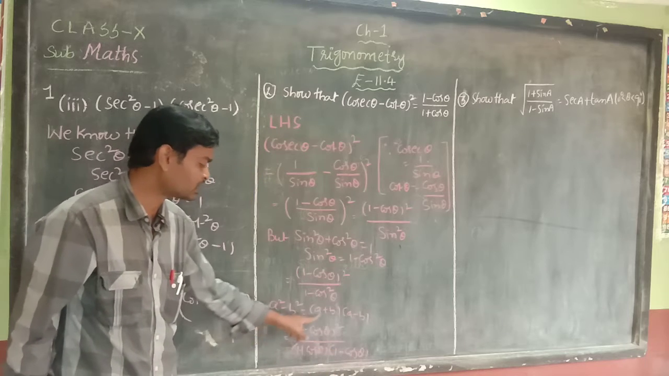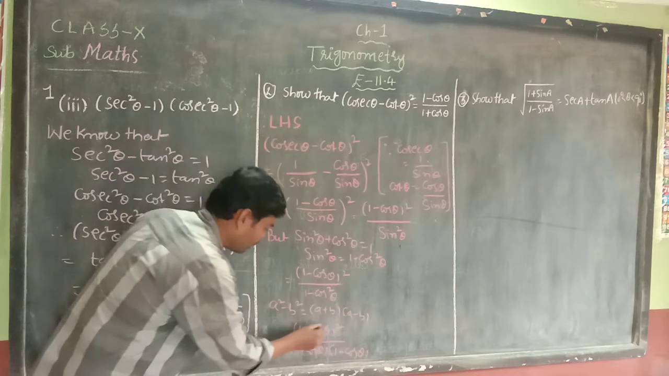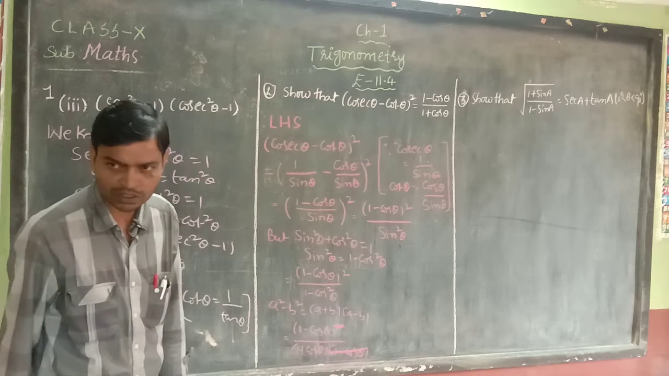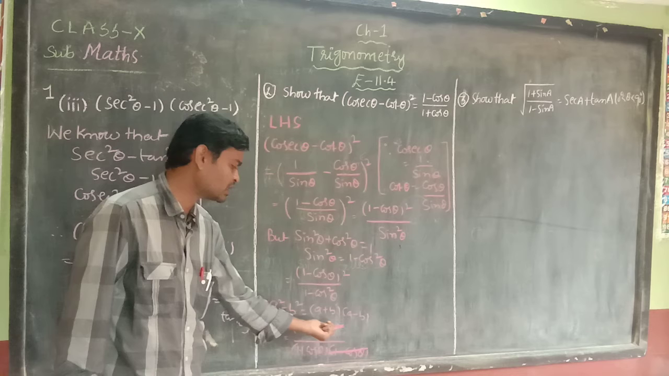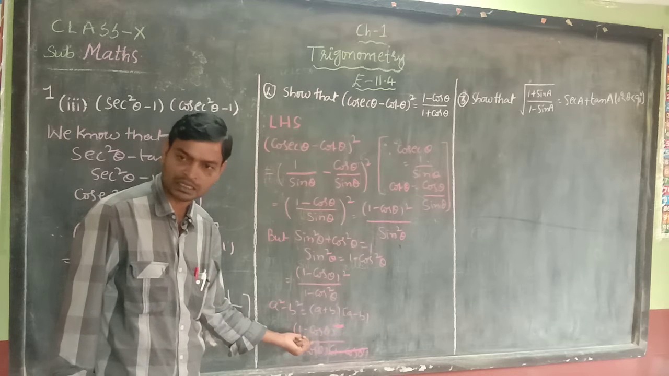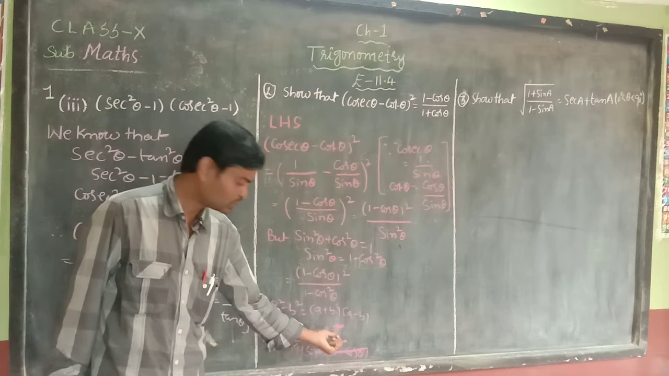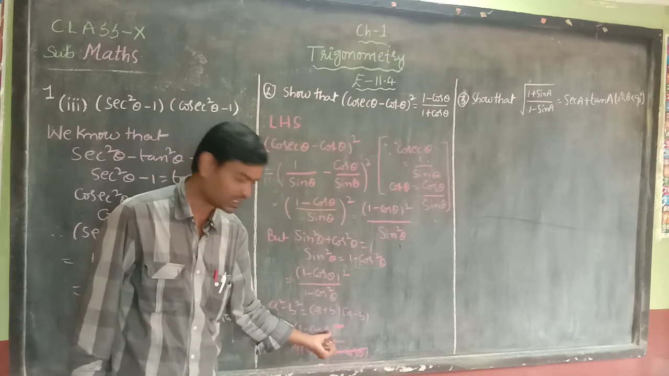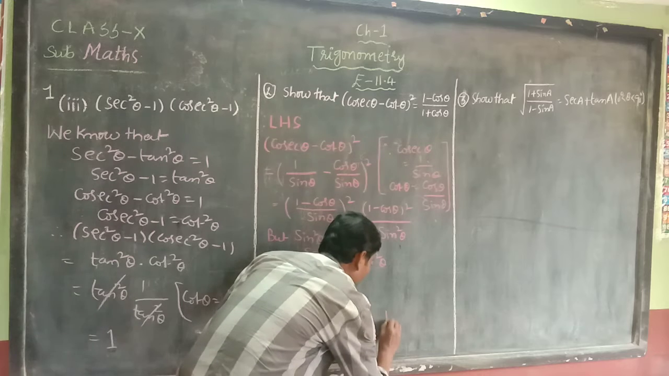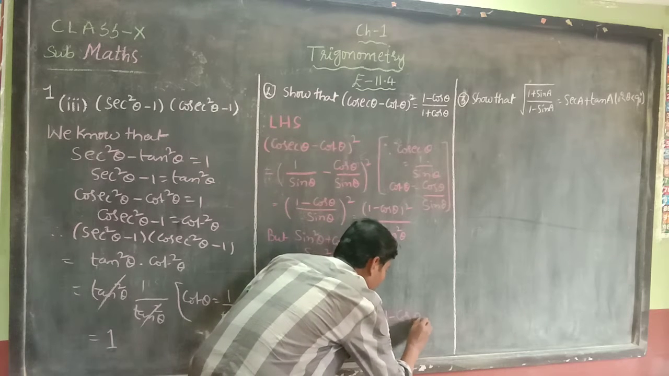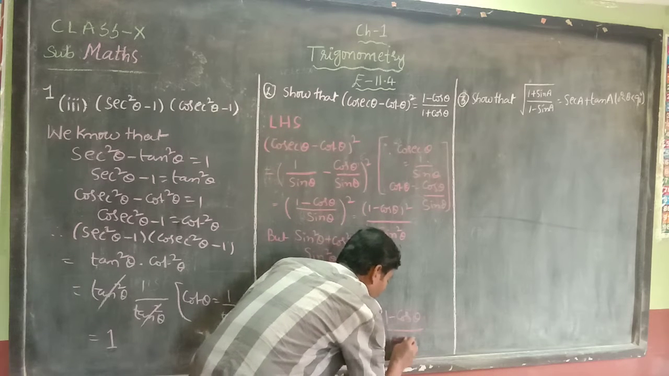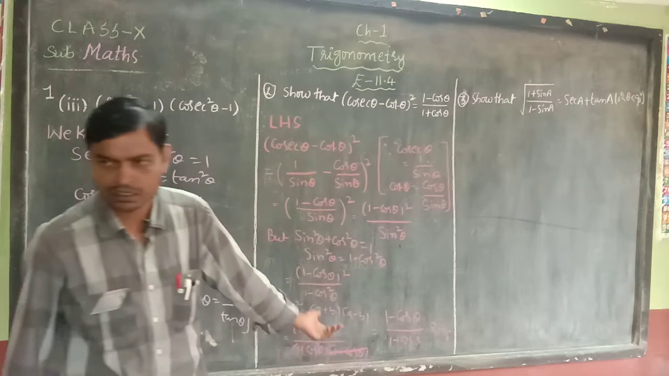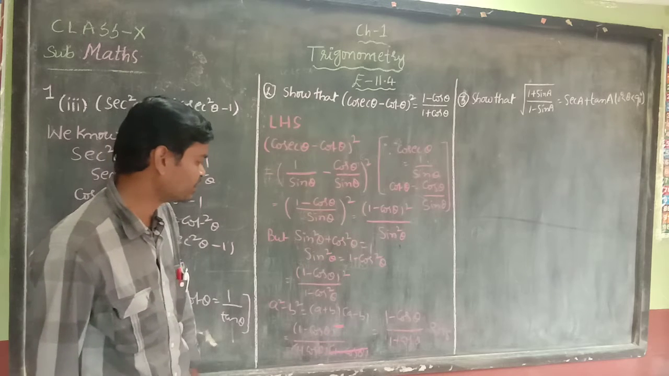So here 1 minus cos theta whole square is there. We can write it as 1 minus cos theta into 1 minus cos theta. In the denominator also 1 minus cos theta is there. Therefore this one got cancelled. So finally what answer did we get? 1 minus cos theta by 1 plus cos theta, which is RHS. Hence proved. Once again let us revise this problem.